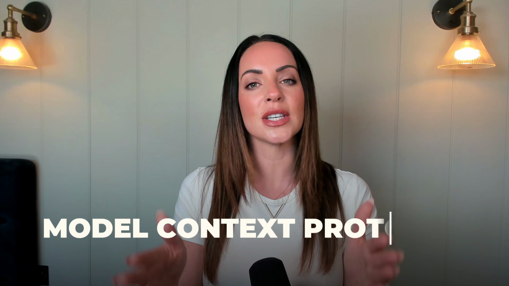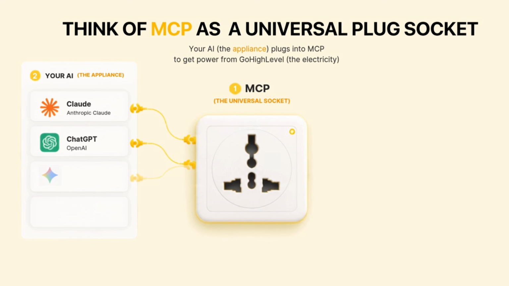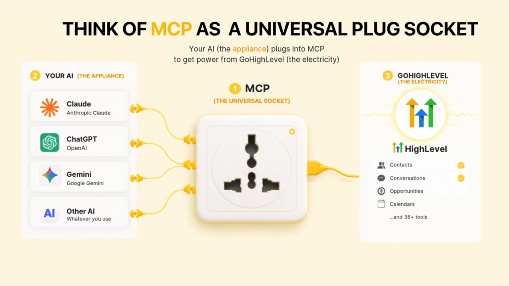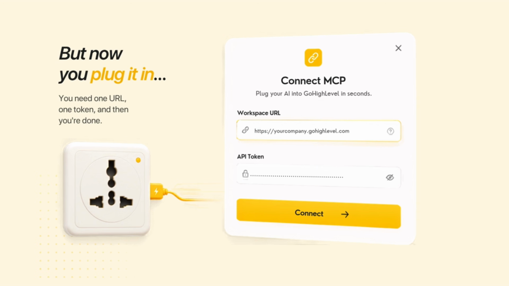So what actually is this thing? MCP stands for Model Context Protocol. I know it sounds really terrifying. It's not, I promise you, and quite honestly, you really don't need to know what it stands for. But here's the simple version. Think of MCP as like a universal plug socket. So your AI, might be Claude, ChatGPT, whatever it is that you use, is the appliance, and GoHighLevel is the electricity. So before MCP, if you wanted your AI to touch your GHL data, you needed a developer to wire it all up by hand. You had custom API calls, and it was just a total faff. But now you plug it in, you need one URL, one token, and then you're done.